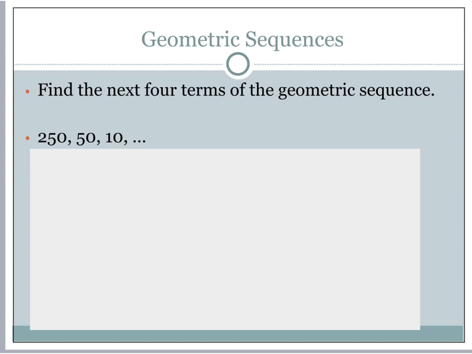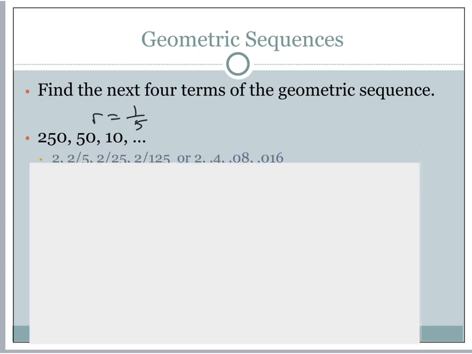Find the next 4 terms in the geometric sequence. Well, first, let's think about what the common ratio would be. To get from 250 to 50 or from 50 to 10, the common ratio is 1/5. So we can continue the pattern by multiplying 10 by 1/5, and we get 2, and then multiply that by 1/5, and you get 2/5. Multiply that by 1/5, and you get 2 over 25. Multiply that by 1/5, and you get 2 over 125. You can either leave them as fractions or convert them to decimals. Either way is fine.